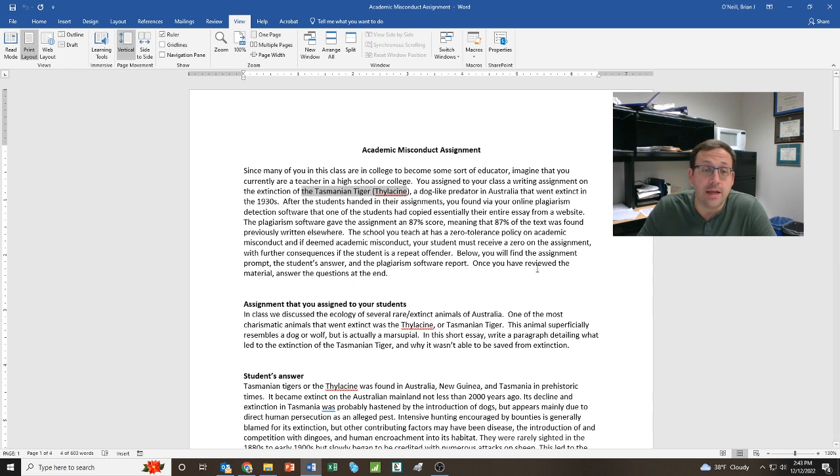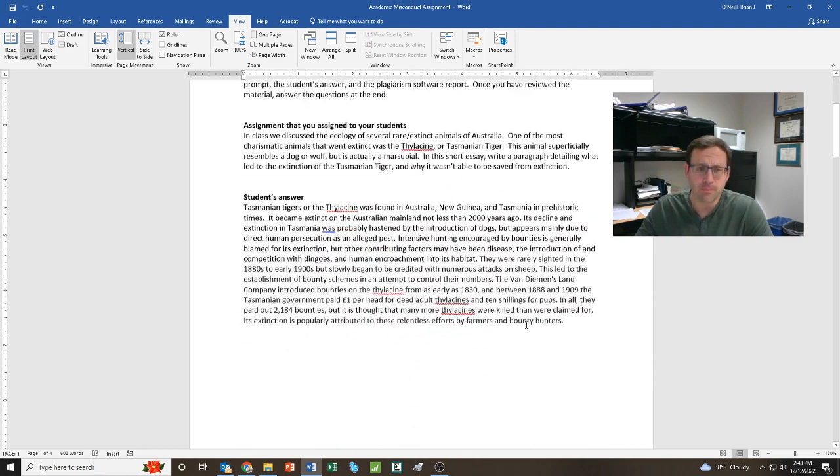Here you'll find the assignment, and this is basically the essay prompt that you would have given your student. In class we discussed the ecology of several rare extinct animals of Australia. One of the most charismatic mammals that went extinct was the thylacine, or Tasmanian tiger. This animal superficially resembles a dog or wolf, but is actually a marsupial. In this short essay, write a paragraph detailing what led to the extinction of the Tasmanian tiger and why it wasn't able to be saved from extinction. So that's what we're basically asking the students to come up with: why did this tiger go extinct?